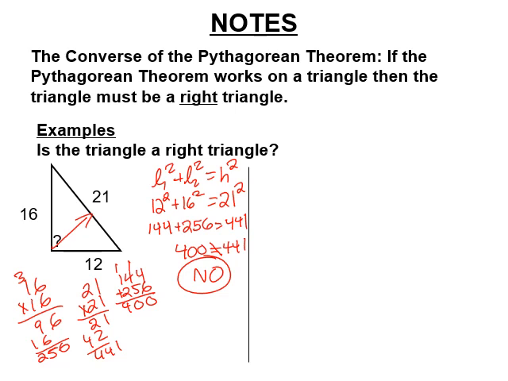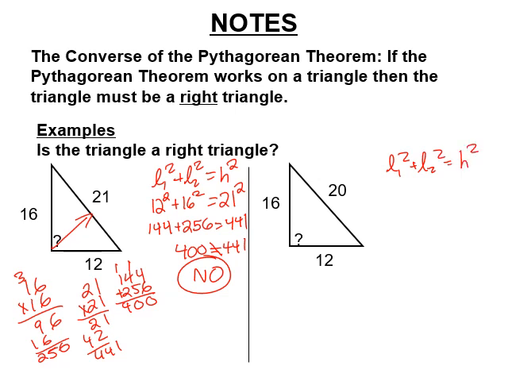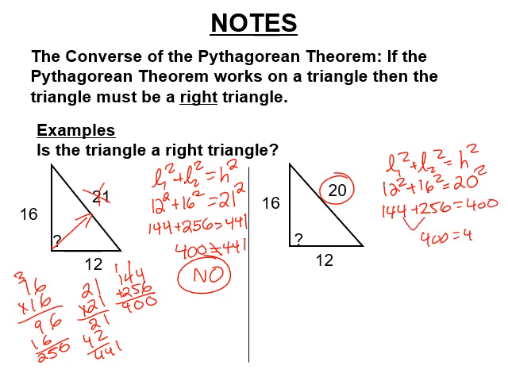Try the next one. We've already done most of the math. So now this side is 20 instead of 21. So we still have the same 144 and 256, but now it equals 400. And we already said that equals 400. So the math works out. And so that means yes, not only does that have to be a right angle there, it can't be anything else. It has to be a right triangle if you have sides of 12, 16, and 20.